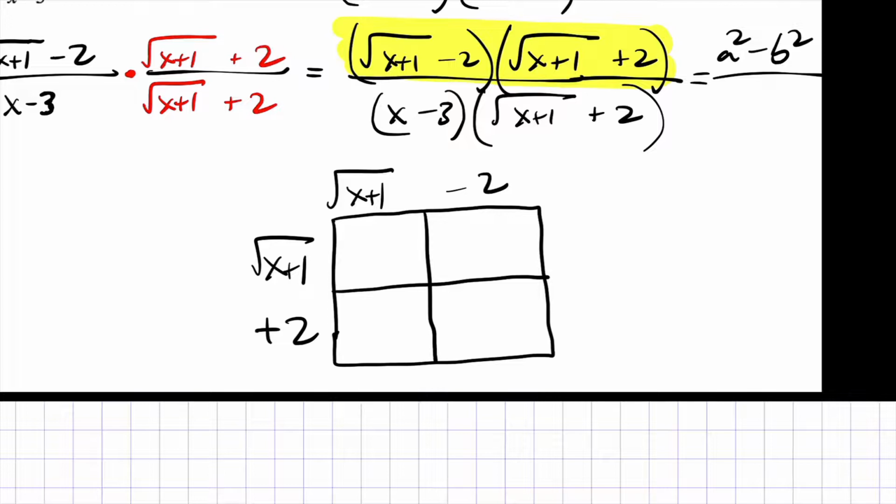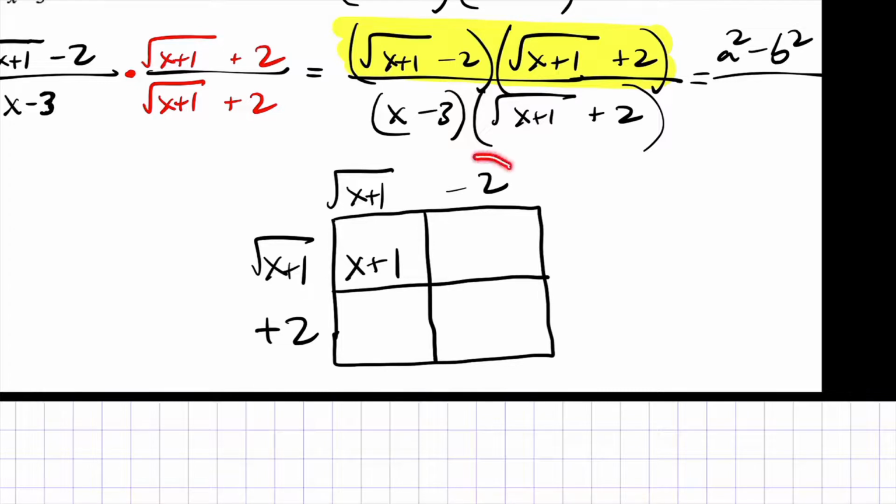X, the square root of x plus 1 times the square root of x plus 1. The square root of x plus 1 times the square root of x plus 1. What do I get when I multiply those two? Easy, right? X plus 1, because it's the square root of x plus 1 squared, so the square root goes away.